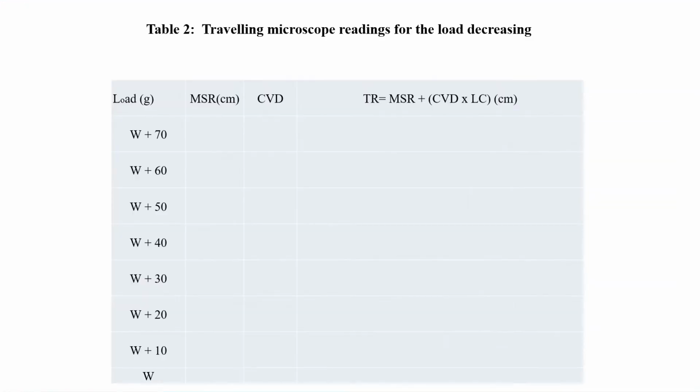In a similar way, we start decreasing the load in steps of 10 grams. For W plus 70, transfer the value which you have recorded in the load increasing table, and from W plus 60 onwards, take fresh readings on the traveling microscope, that is the MSR and CVD. Decrease the load in steps of 10 grams and reach the empty pan, which we have called the dead load.